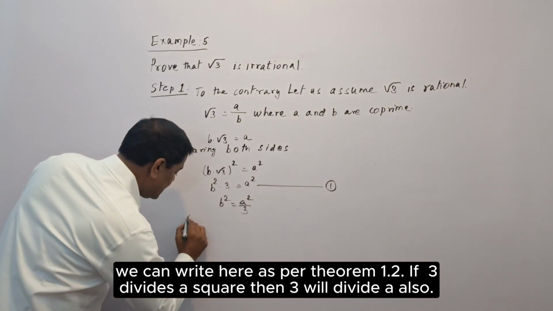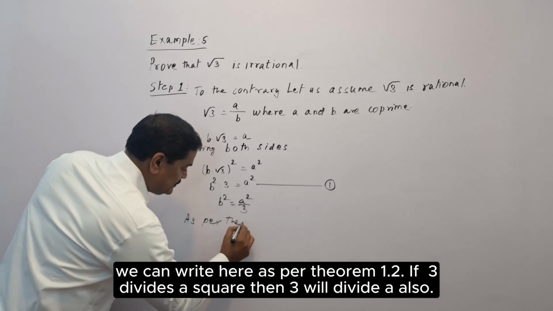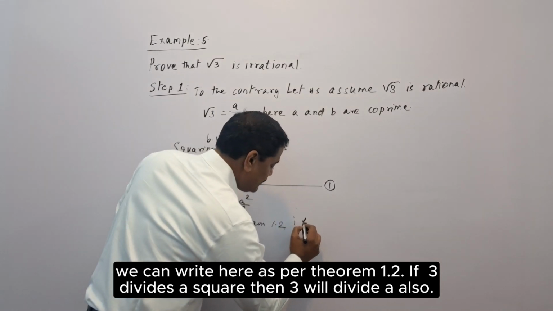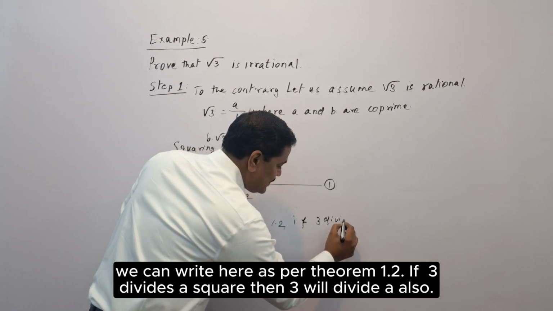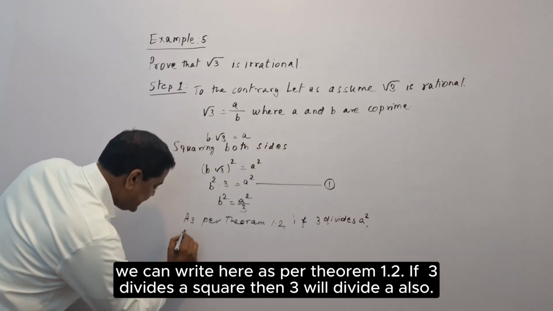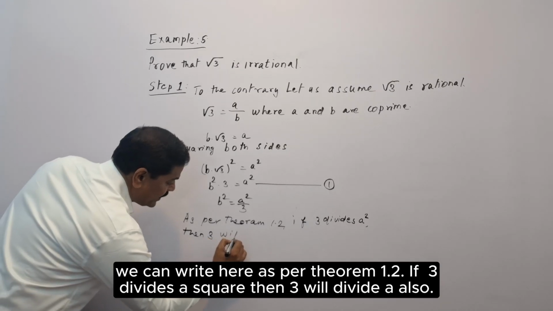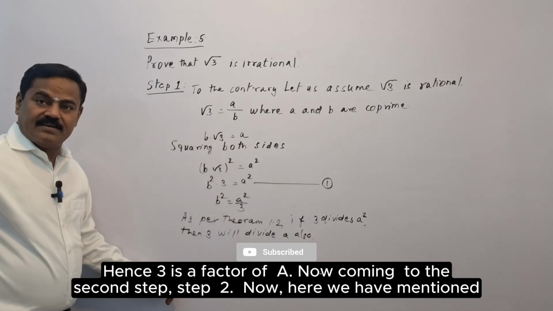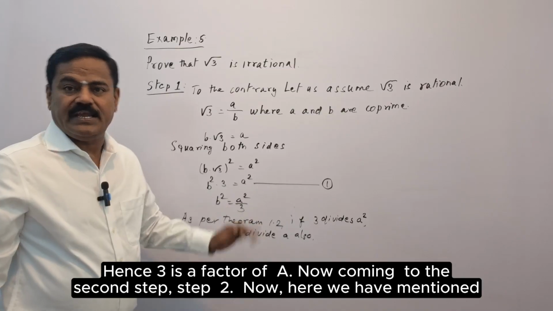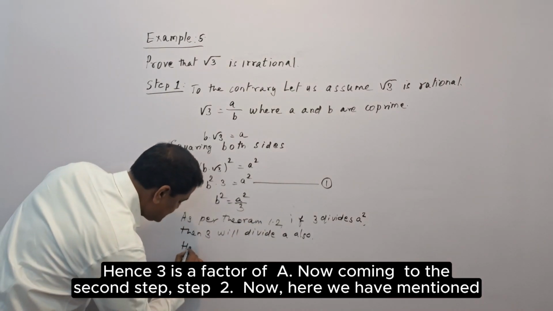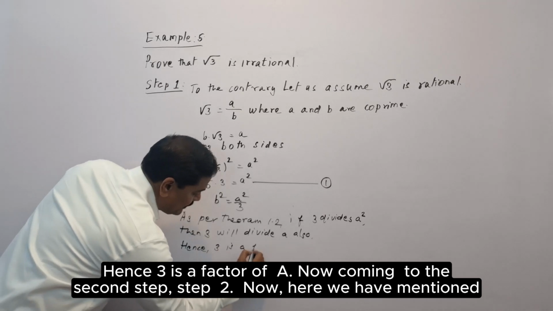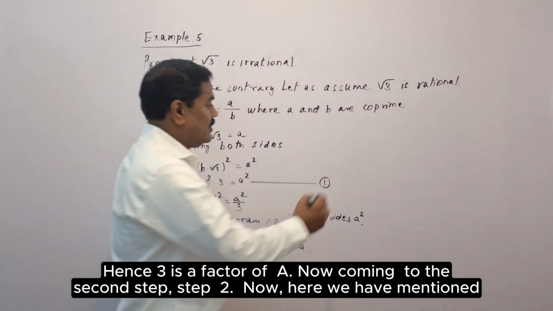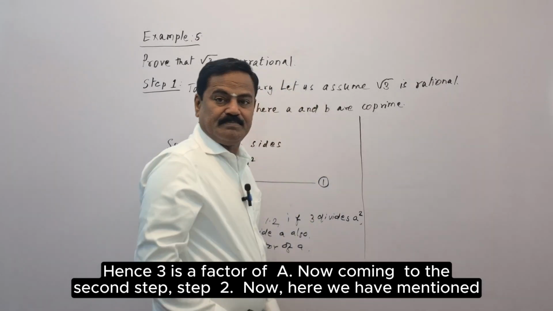So we write here: as per theorem 1.2, if 3 divides a square, then 3 will divide a also. Hence 3 is a factor of a.